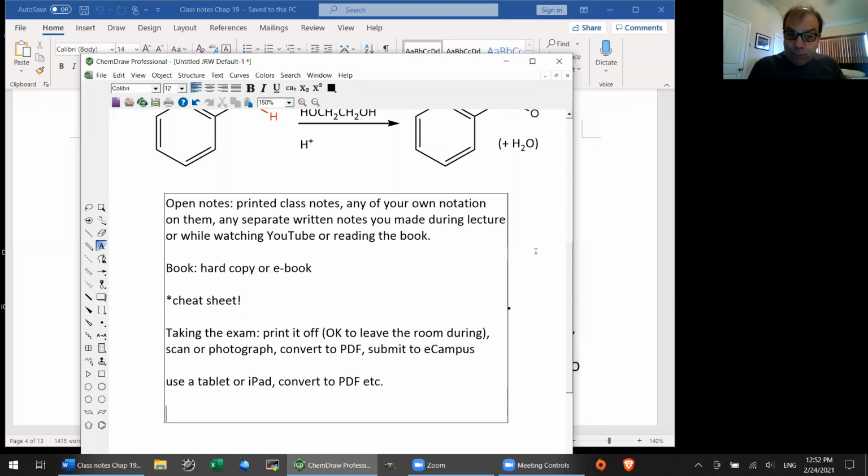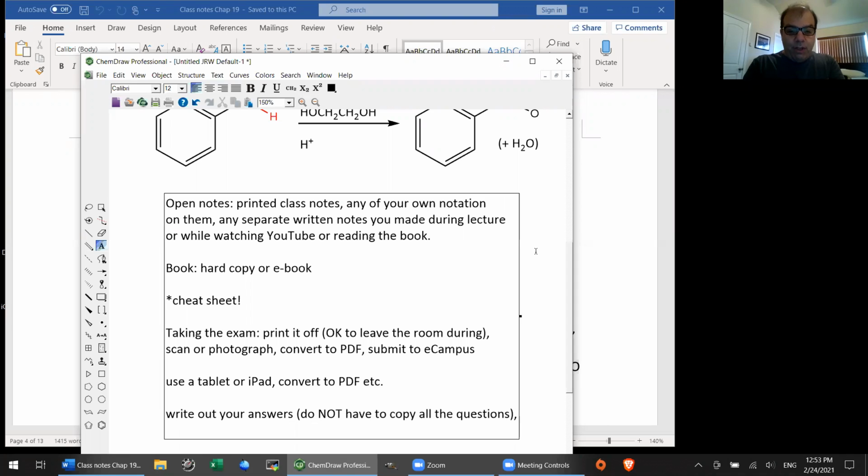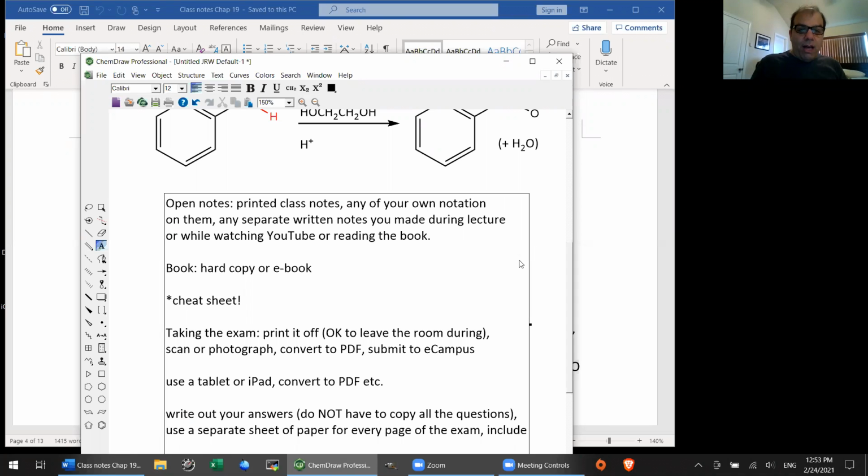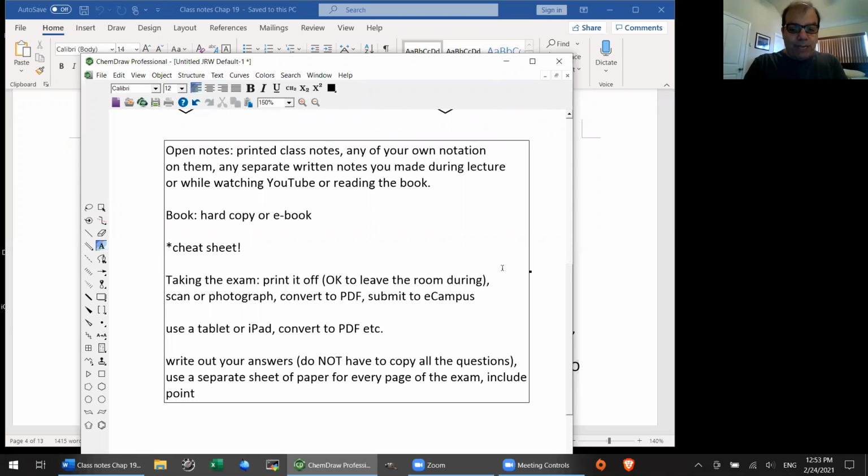If you do not have a printer or an iPad or a tablet, then you can write out your answers on separate sheets of paper. You do not have to copy all the questions. In that case, just write down your answers. The only thing I'll ask is that you use a separate sheet for every page of the exam, and that you include the point rubric or point breakdown, whatever you want to call it, on page 2.